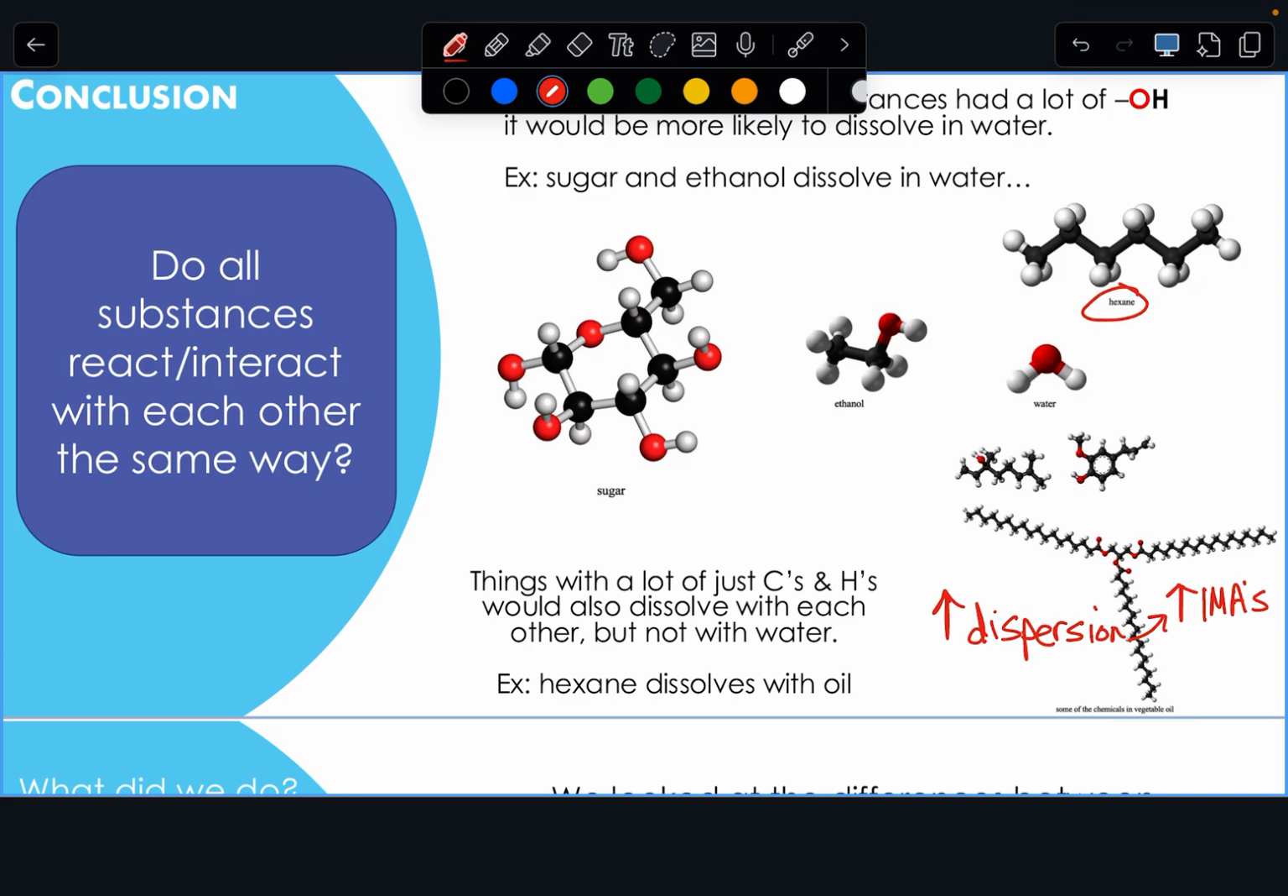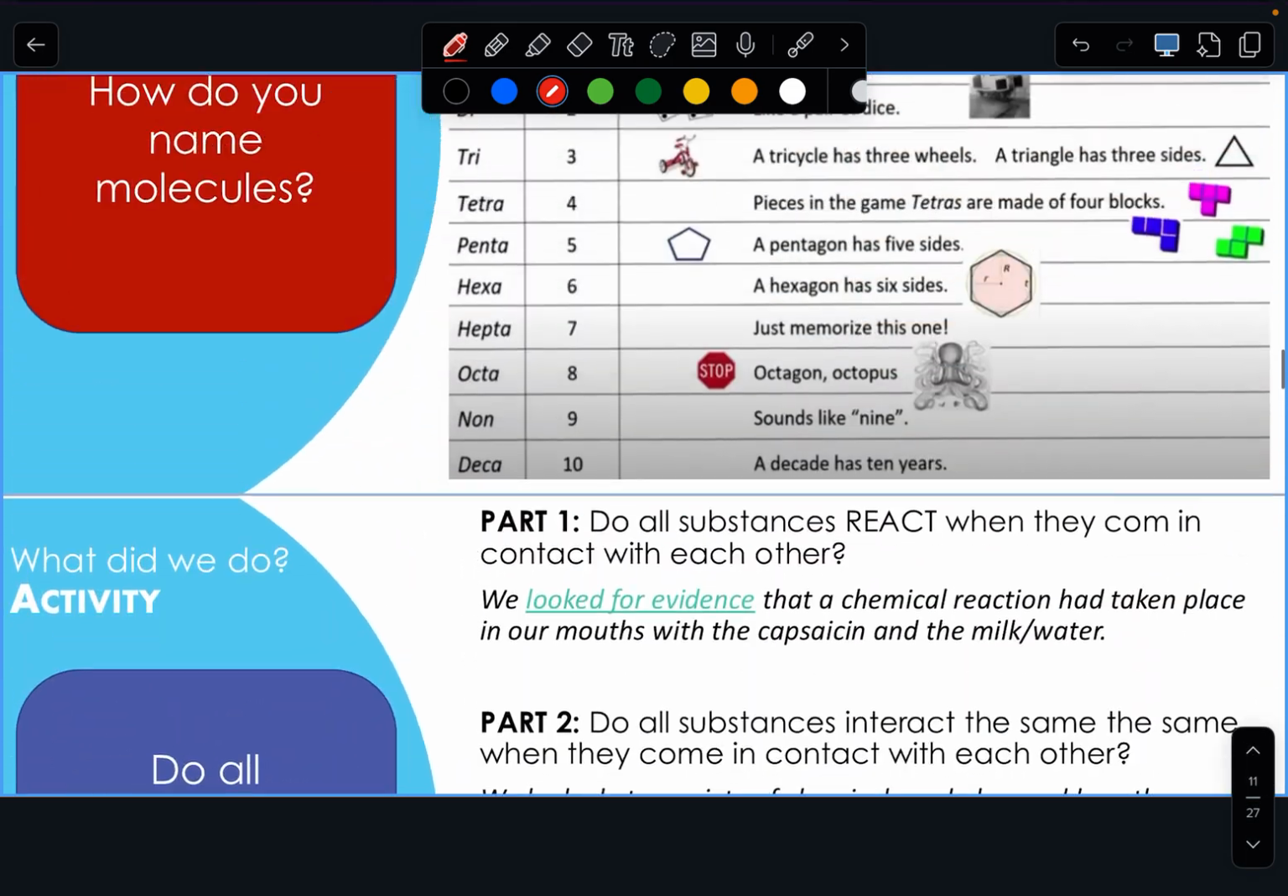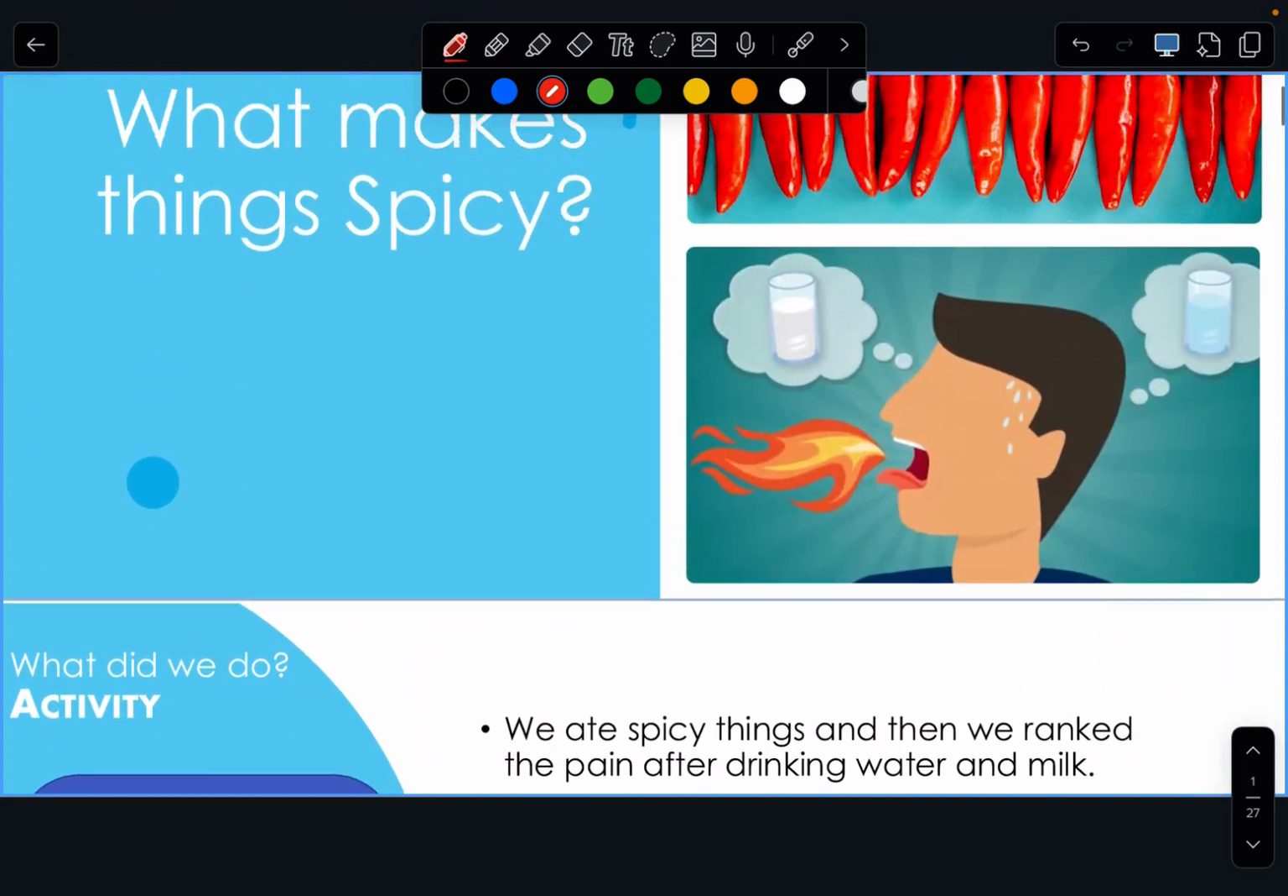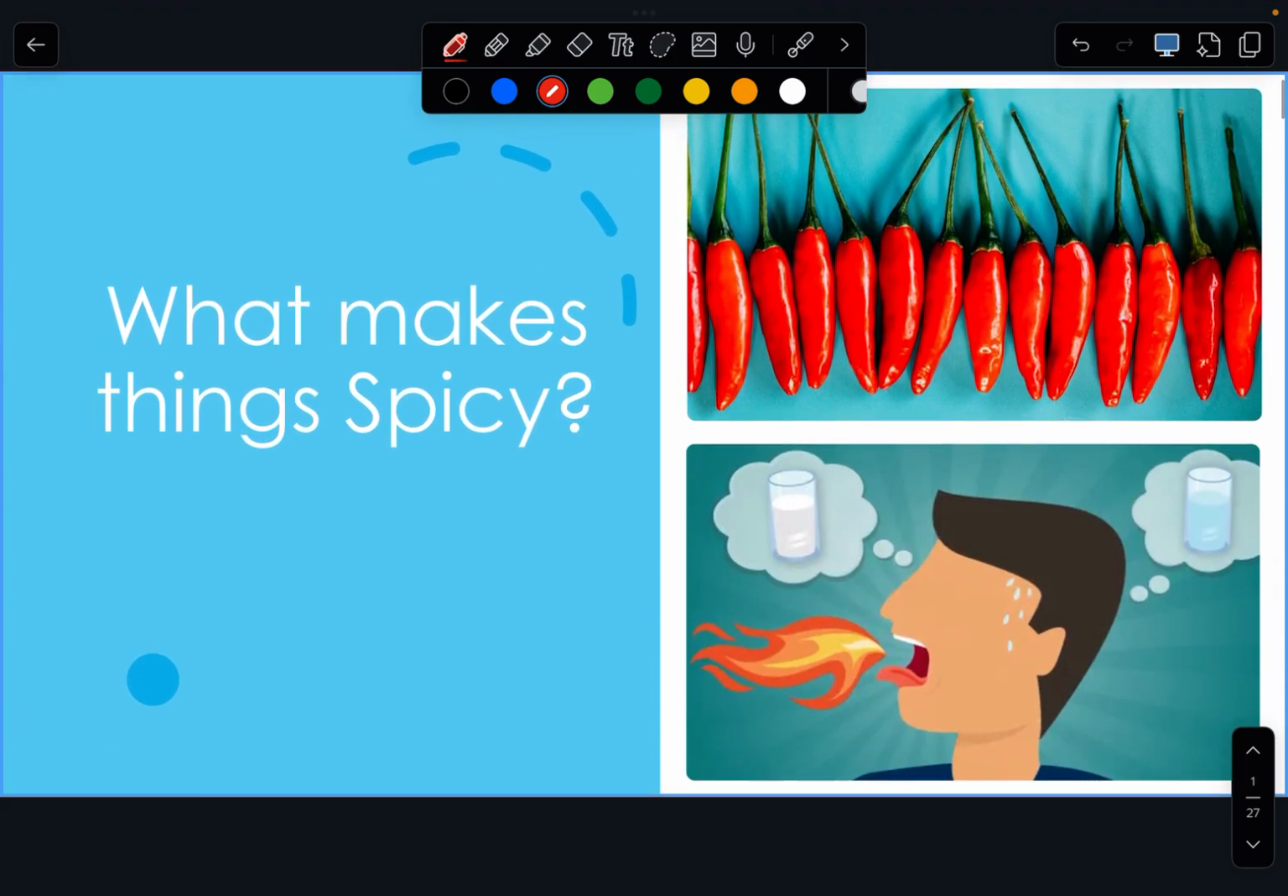We looked at hexane versus butane versus methane, right? Methane was a gas. Butane was a liquid that quickly turned to a gas when it got to the pressure of the room. Hexane was a liquid. And then we looked at paraffin, and it had a ton of carbons and hydrogens, and that was a solid. So paraffin is completely nonpolar. It will not dissolve with polar things, but it is going to exhibit high intermolecular attractions. All right, so that's pretty much everything that we talked about and what makes things spicy.